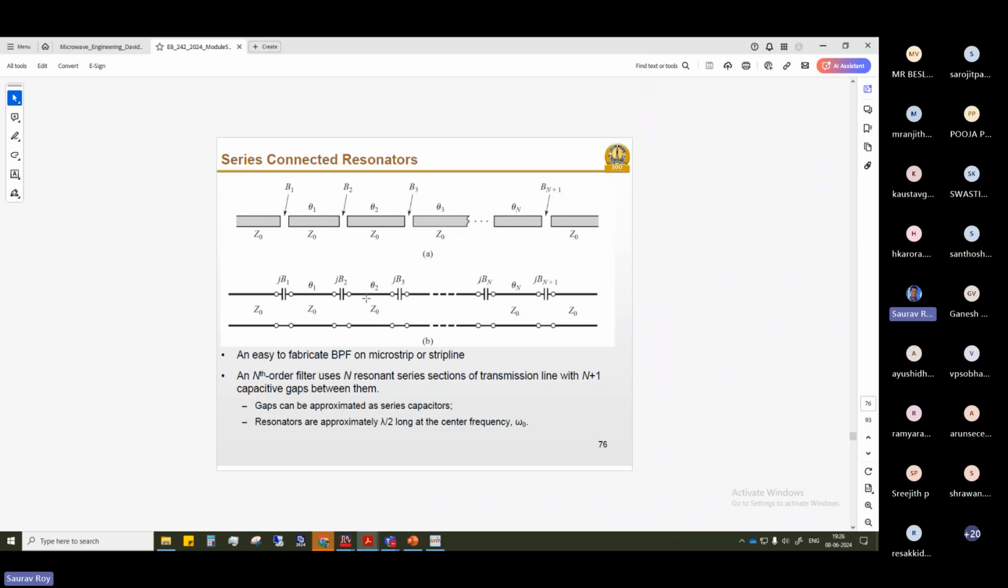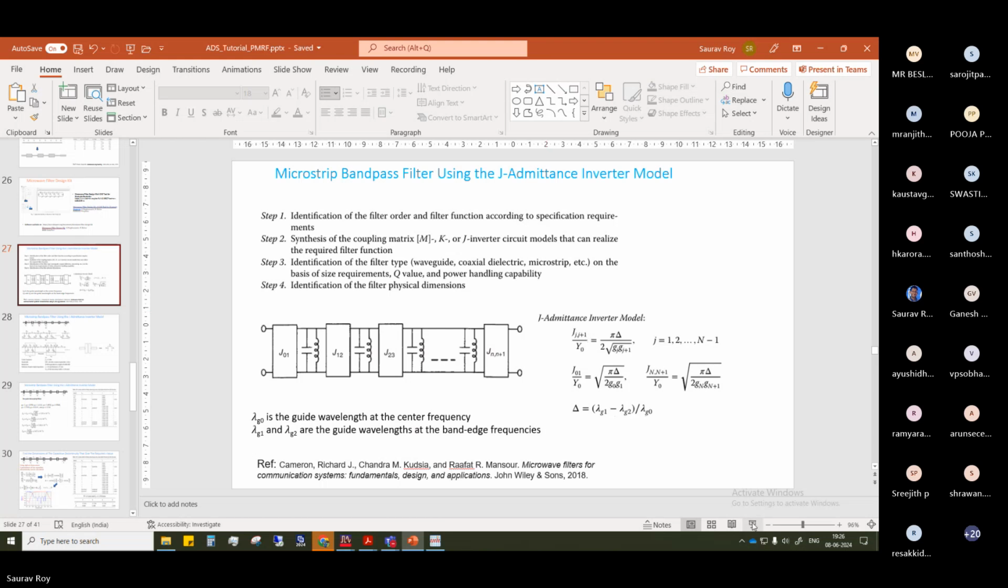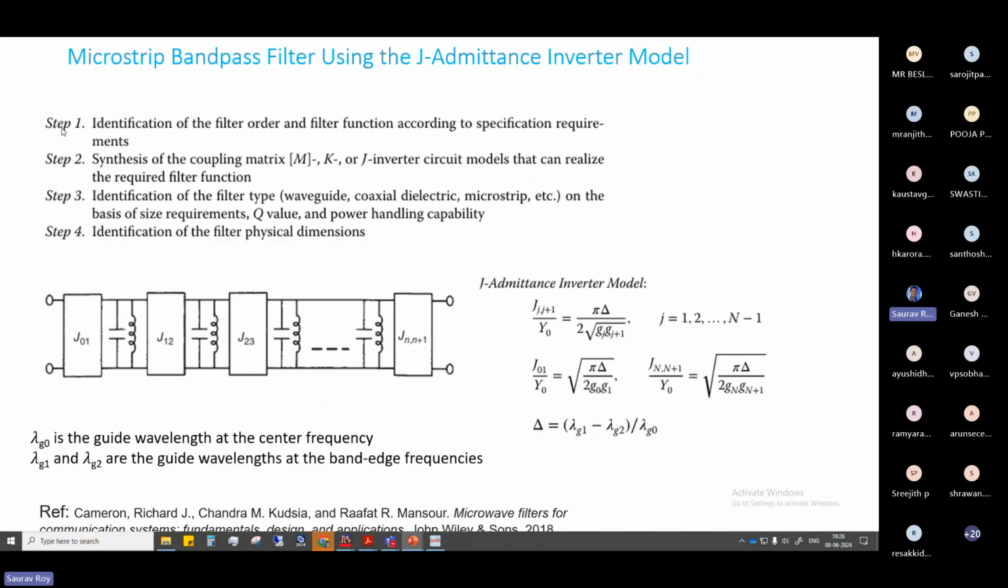Compared to the high pass and low pass we have seen, bandpass filter design is kind of trickier, okay? You have to do a lot of calculation to come to an actual hardware design. So we'll see some steps here. In this book, the steps are mentioned one by one. First, you have to identify the filter order and filter function. Function means Butterworth, Chebyshev, and what order filter you want. That generally comes from your requirement or the problem or cutoff frequency.